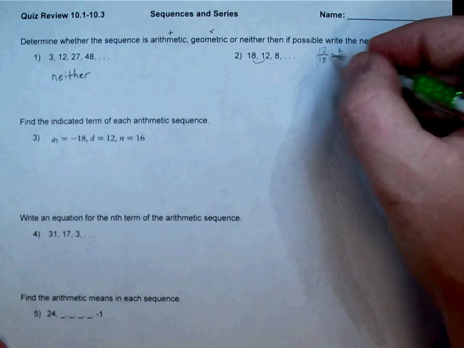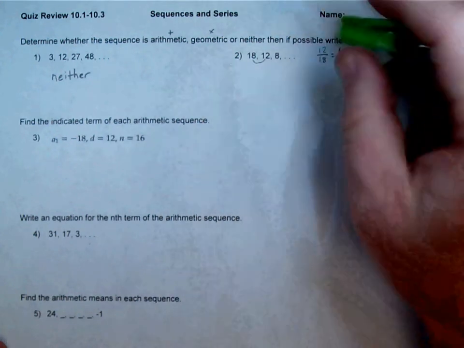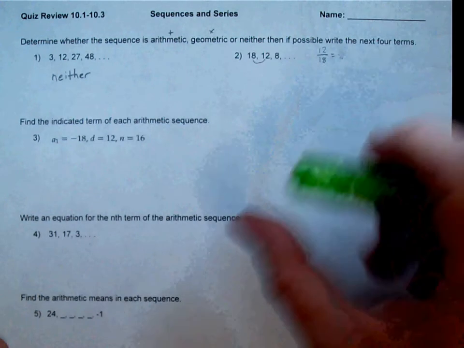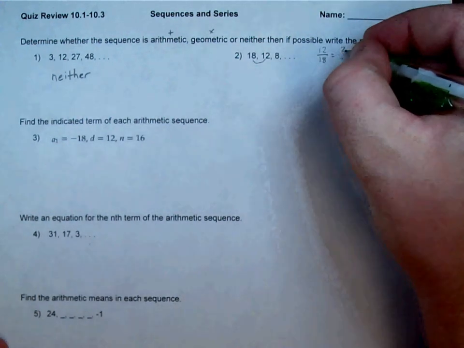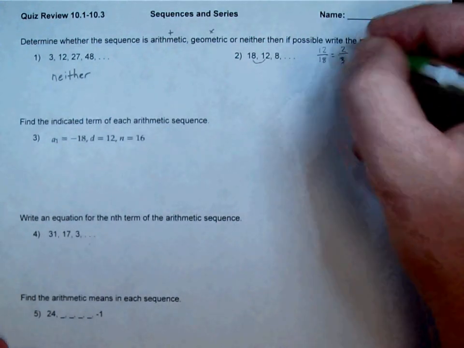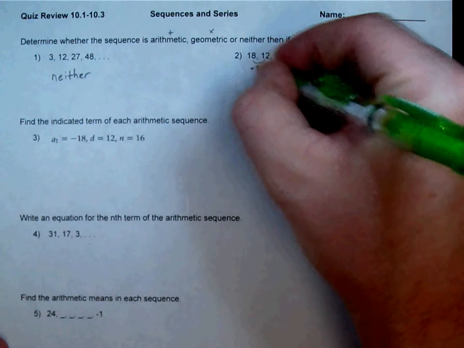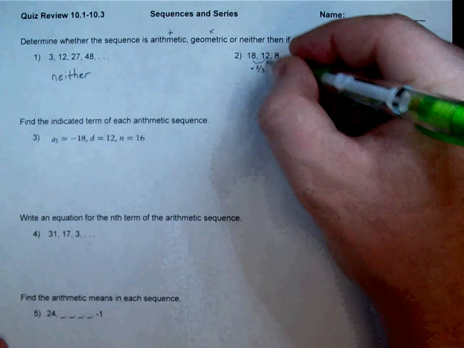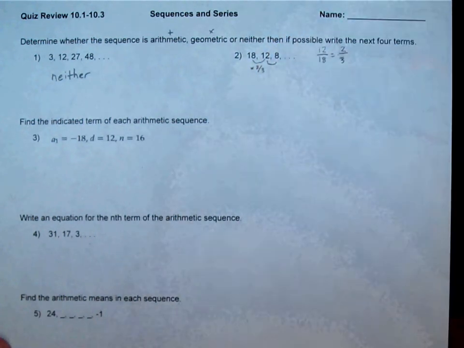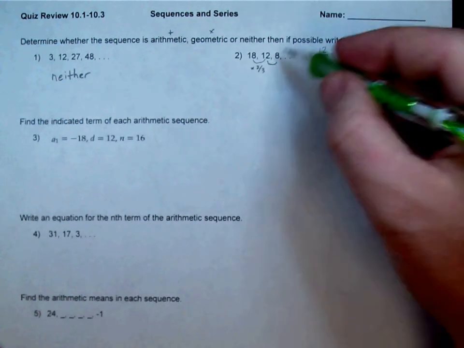12 divided by 6 is 2, 18 divided by 6 is, sorry, I don't know why I wrote 6. 12 divided by 6 was 2. 18 divided by 6 is 3. So I end up multiplying by 2/3. Now I want to check and see if that's consistent, if that's constant. That's what I do for the next term. So we repeat the process.